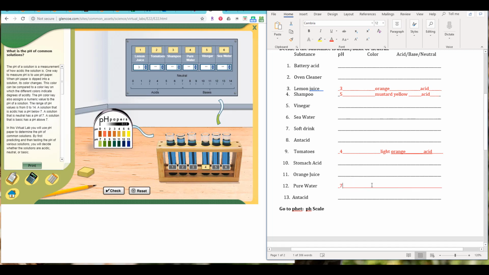Okay, so that's 7. I'm going to put light green. And it is neutral, right? Because it's not less than 7, it's not more than 7, it's exactly 7.